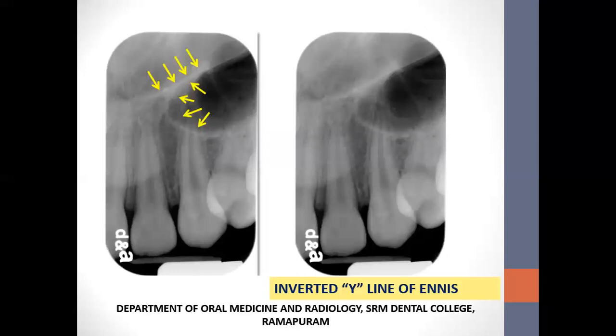Next, we have this landmark, which is the inverted Y line of Ennis. It is seen as a radiopaque line that is formed by the intersection of the floor of the nasal cavity and the anterior wall of the maxillary sinus.